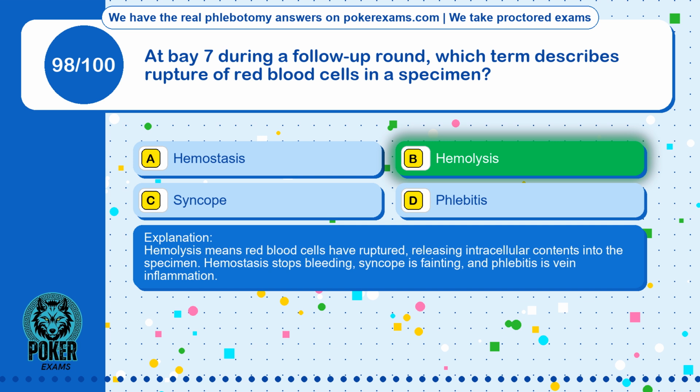Hemolysis means red blood cells have ruptured, releasing intracellular contents into the specimen. Hemostasis stops bleeding, syncope is fainting, and phlebitis is vein inflammation.